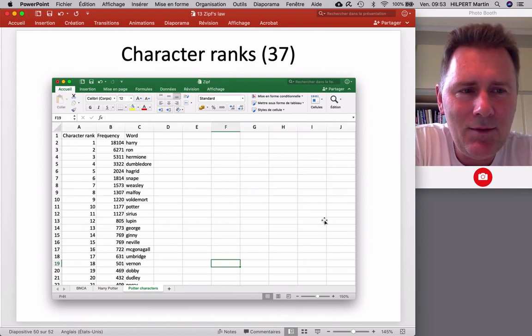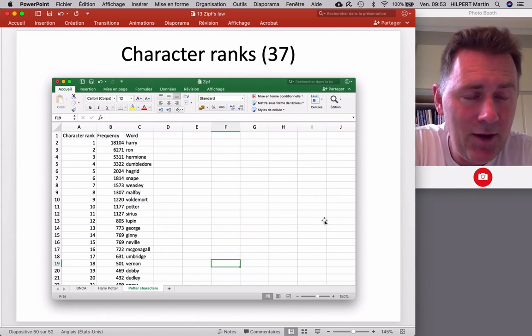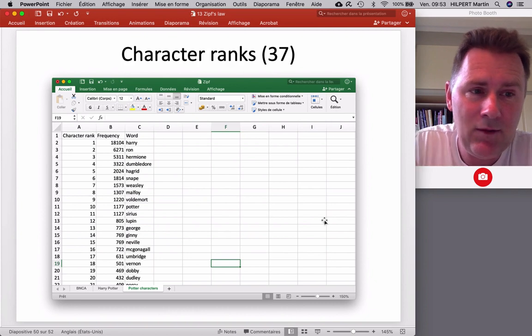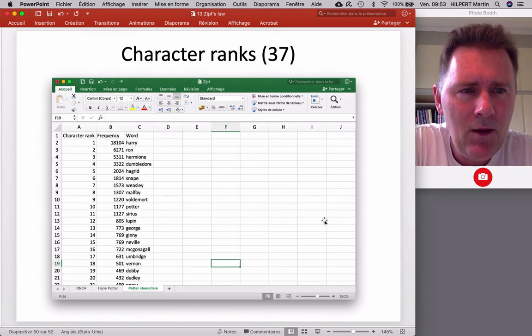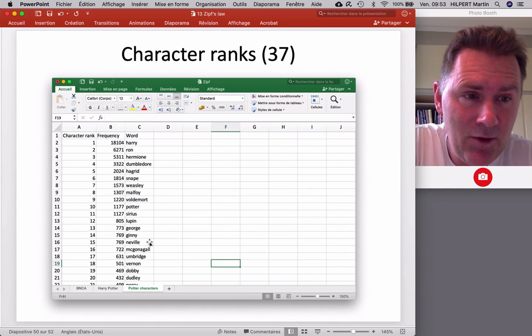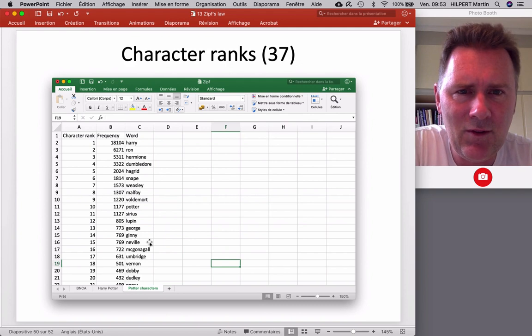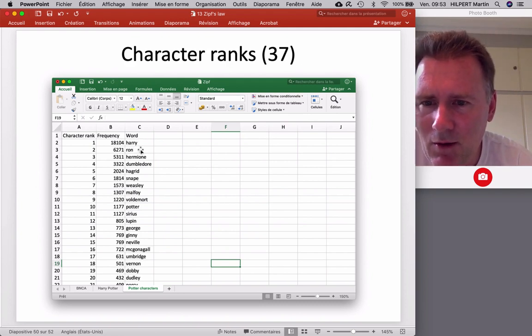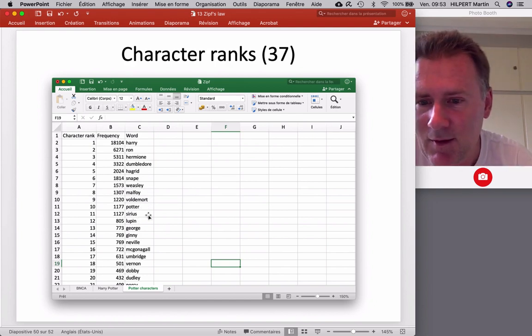I scrolled through that list, ranking all the characters that I could identify. I took last names as characters. I was not sure about that at first, but I thought, what the heck, let's rank them. And so here's my result of the first 37 characters. If you have lots of time on your hands, you can do this until you have identified every last character. There must be more than 37. But I got Harry, Ron, Hermione, Dumbledore, Hagrid, Snape, Weasley, Malfoy, Voldemort, Potter, so there we have a last name, obviously, and so on and so forth.